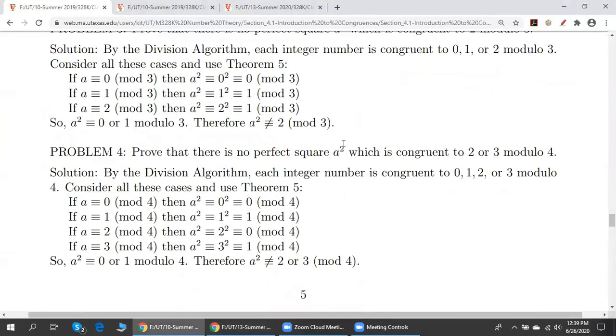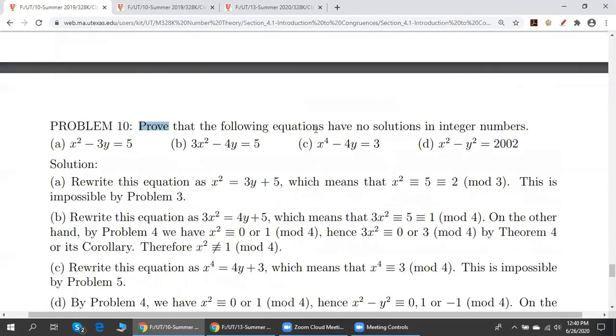You can take a look at other examples of the same nature. Prove that there is no perfect square which is congruent to 2 or 3 modulo 4. Now we consider 4 cases, square both sides, and we conclude that A squared is congruent either to 0 or 1 modulo 4. Therefore, A squared is not congruent to 2 or 3 modulo 4. Remember, the remainder is unique. Let us actually go over this.